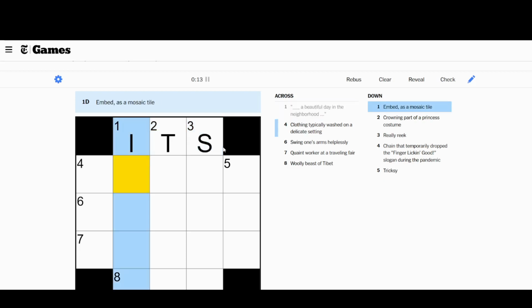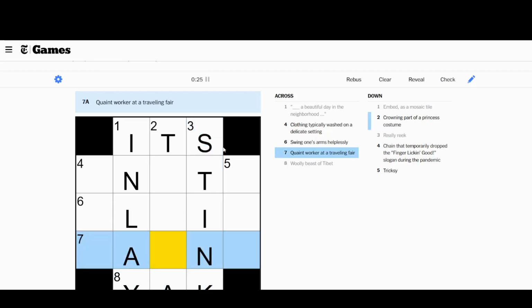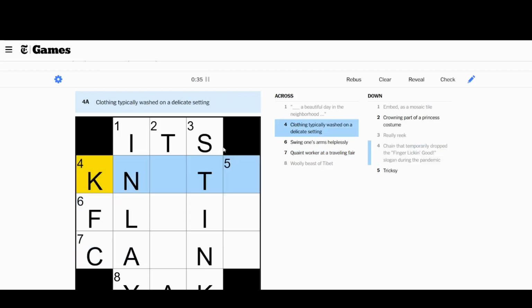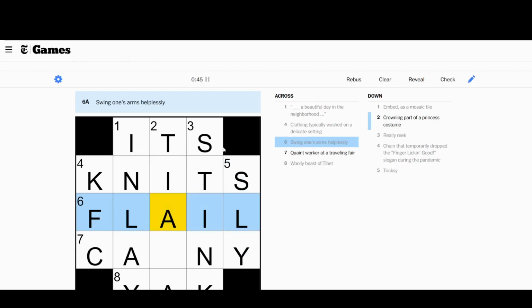Yeah, I think this will be. It's a beautiful day in the neighborhood. Embedded. Embed. Inlay. It's gonna be a yak. Really reek. It's gonna be stink. What? Quaint worker at traveling, no idea. It's gonna be KFC, probably, maybe, no. Wait. Oh, it's Nits. Trixie is gonna be sly. Oh, no. Flail. Tiara. Oh, Carney.